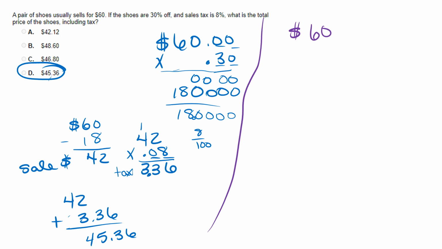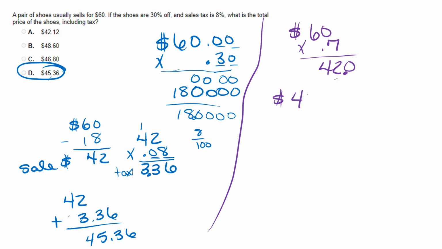So if you take off 30%, you're paying how much? 100 minus 30 is 70. So I'm going to multiply it by 70%, or 0.7. 7 times 0 is 0. 7 times 6 is 42. I have 1 number after the decimal, so that's $42.